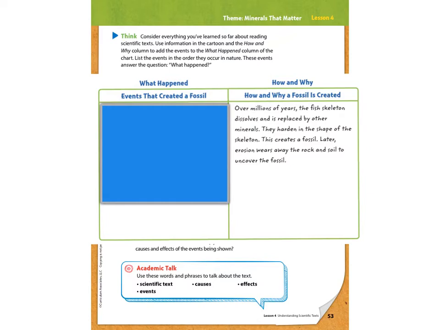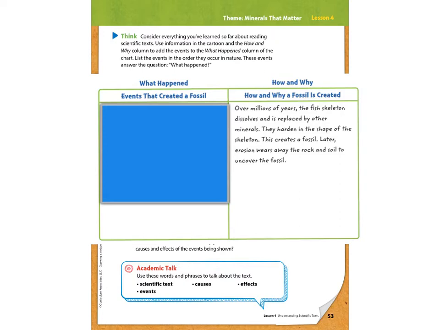So in that comic, there were several pieces that we need to know. So we have to think about the events that created a fossil and the how and why a fossil is created. So let's look in the box that says how and why a fossil is created. Over millions of years, the fish skeleton dissolves and is replaced by other minerals. They harden in the shape of the skeleton. This creates a fossil. Later, erosion wears away the rock and soil to uncover the fossil.